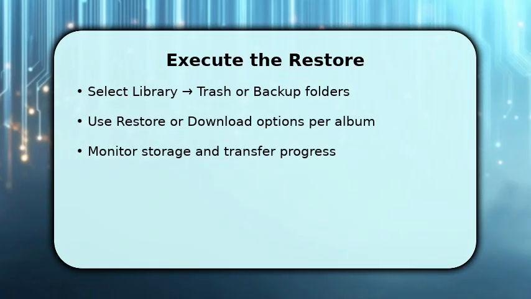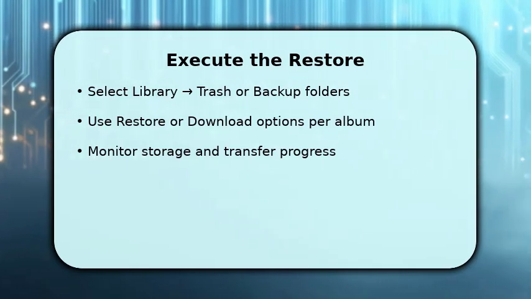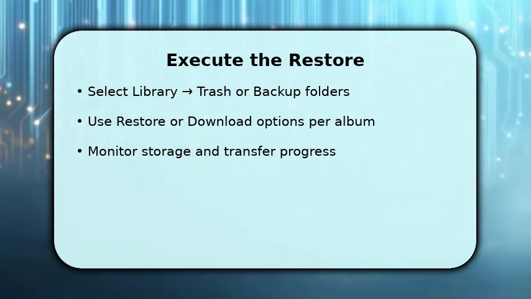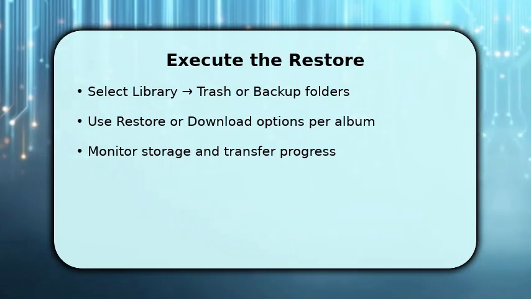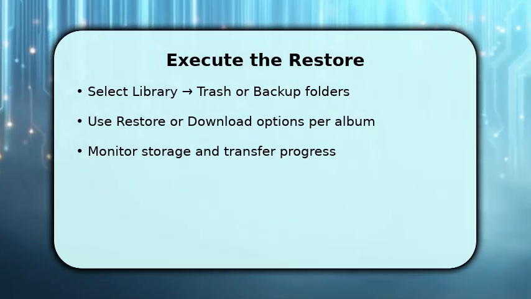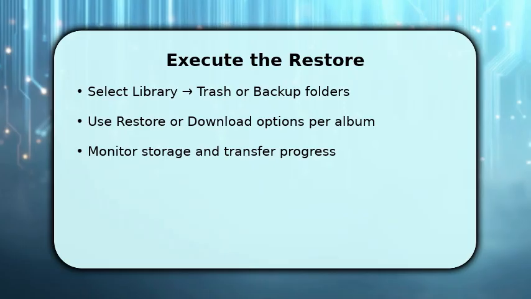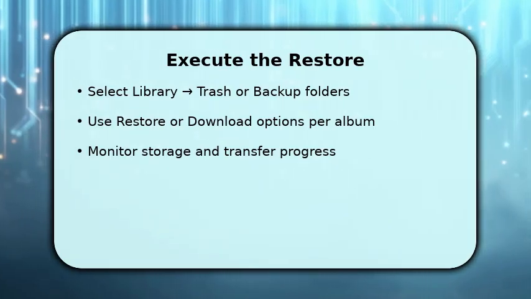Select Backup and Sync to verify backups exist, then proceed to the next step to retrieve items from cloud storage. Now you'll retrieve the images. In Google Photos, navigate to Library, then Trash to recover recently deleted items, or to Albums and Devices folders for backed up content. Choose Restore or Download for selected photos. Restoring preserves original albums and metadata.